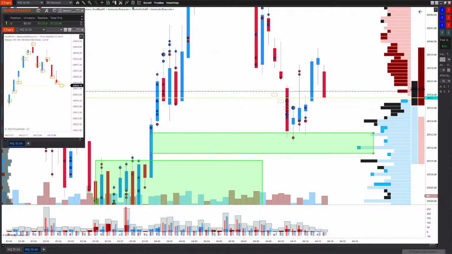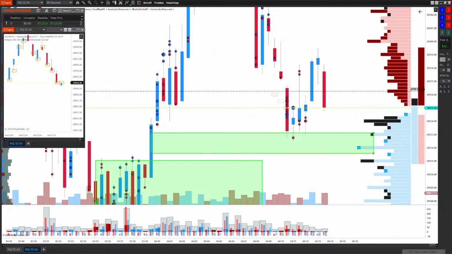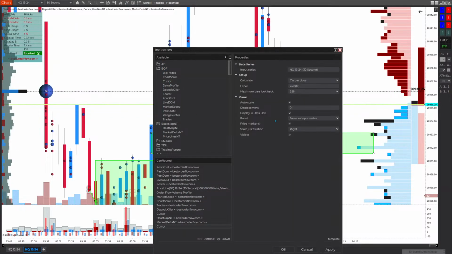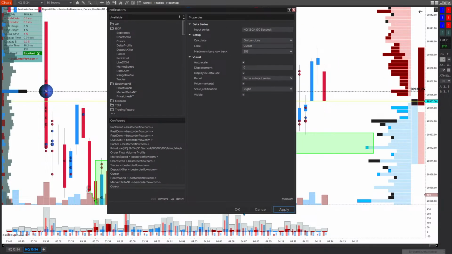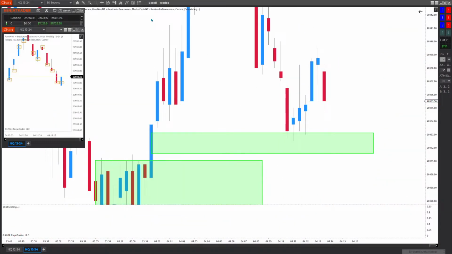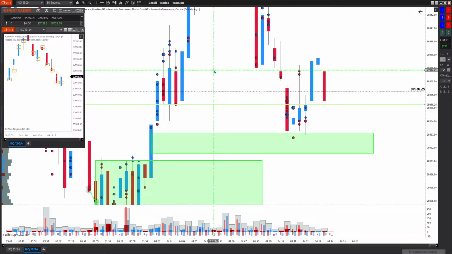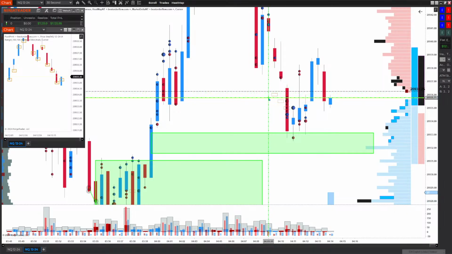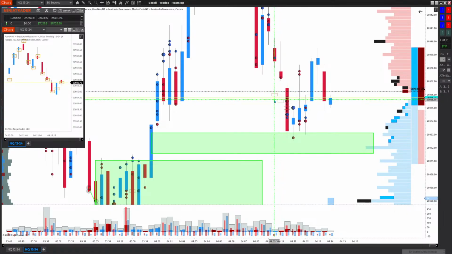Why don't I have a cursor? Okay, and there's a cursor. Here we go. I'm going to add it to this chart. Okay, boom. Now you're going to see my cursor as well. Okay, now you're seeing my cursor.